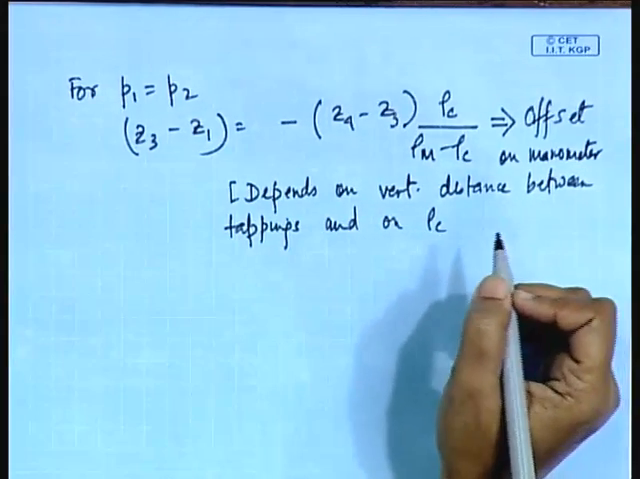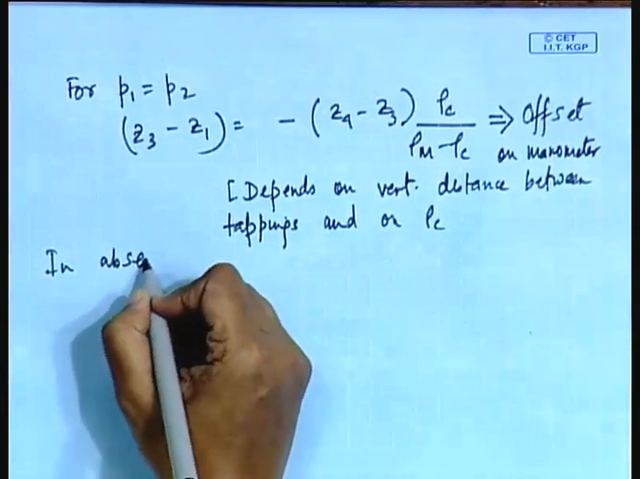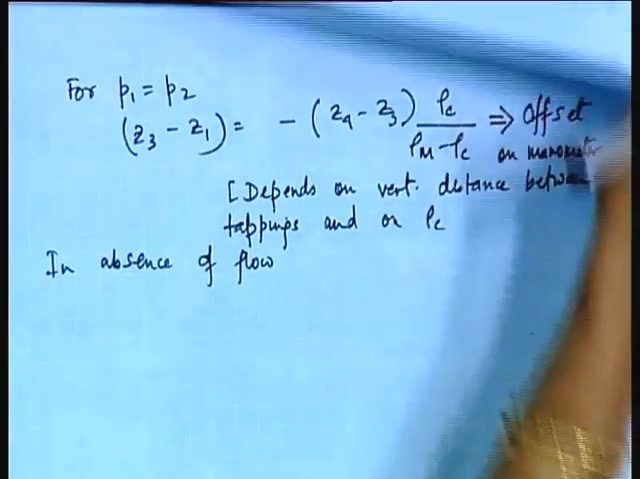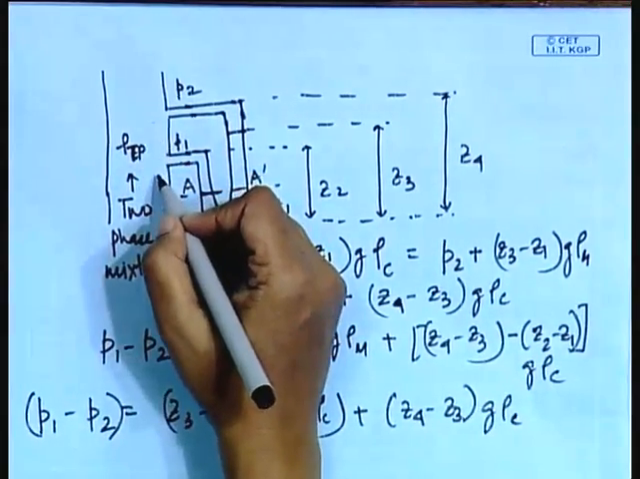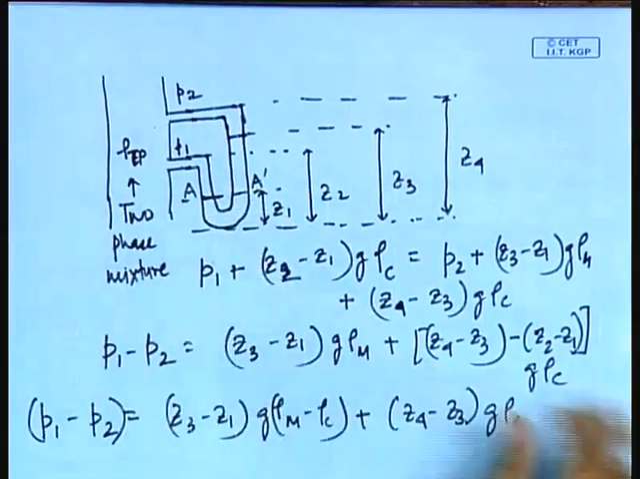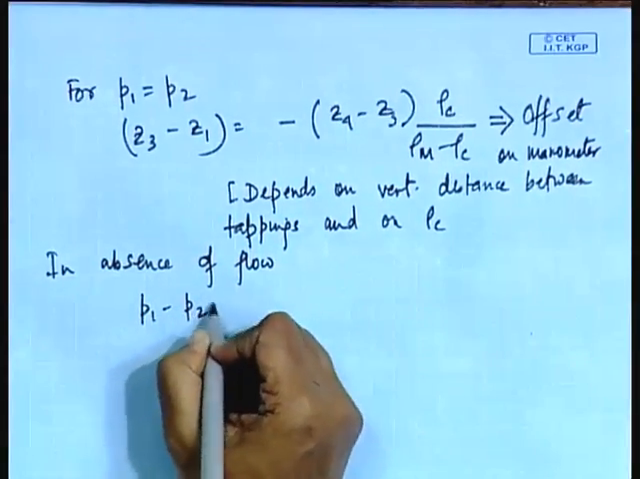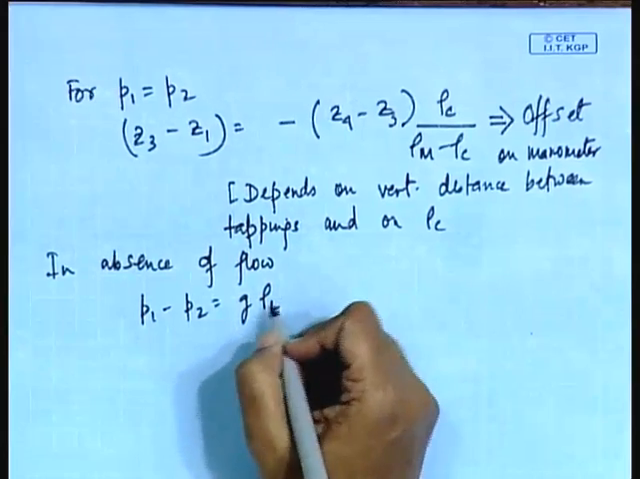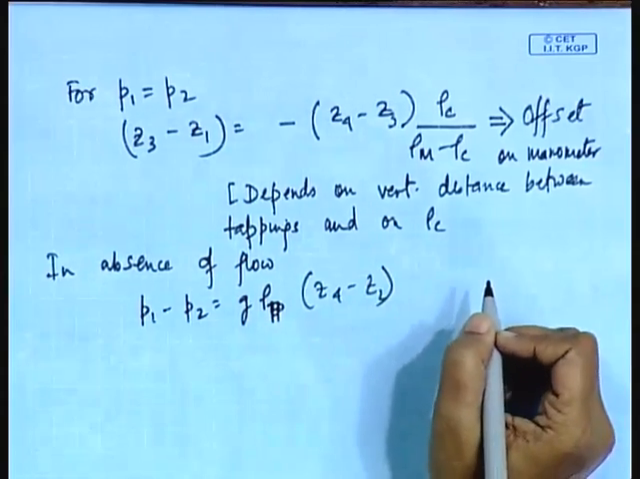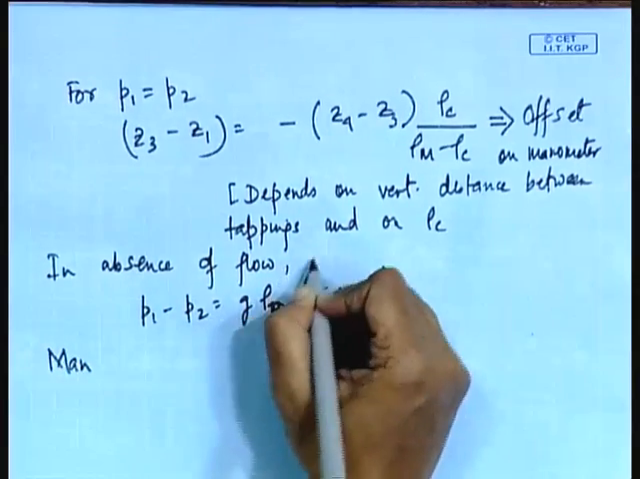What else do we observe from here? We observe that in the absence of flow, just the hydrostatic head difference should contribute to the pressure difference. Yes or no? Or in other words, when there is no flow, then P1 minus P2 should be equal to g rho TP, the two-phase fluid, into Z4 minus Z2, isn't it? And what is this equal to? The manometer, in absence of flow, the pressure difference is this.